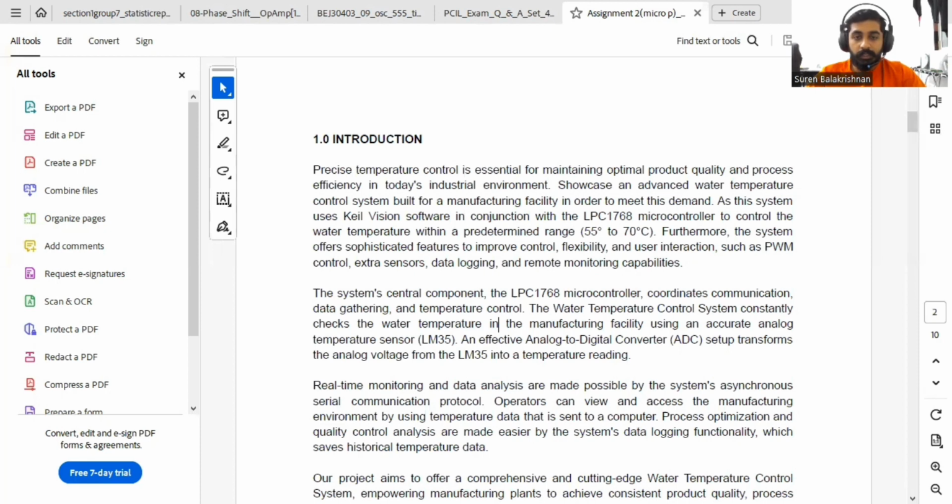The LPC1768 microcontroller manages communication, data gathering, and temperature regulation, utilizing an accurate LM35 analog temperature sensor and effective ADC setup. Real-time monitoring is facilitated through asynchronous serial communication, enabling operators to access temperature data on a computer. The system aims to enhance process efficiency, product quality, and safety in manufacturing facilities by providing comprehensive control and data analysis.